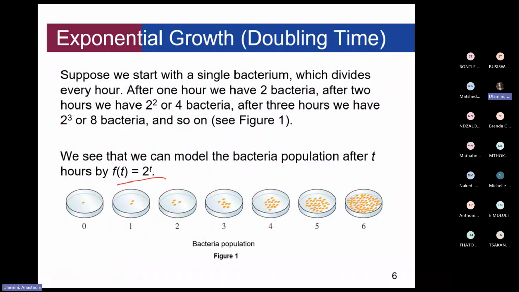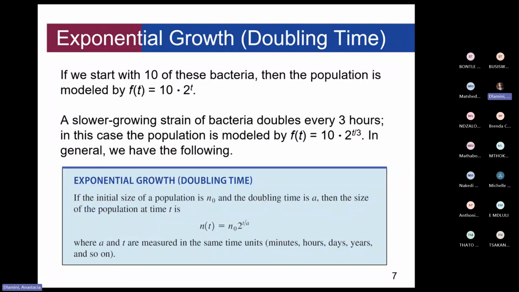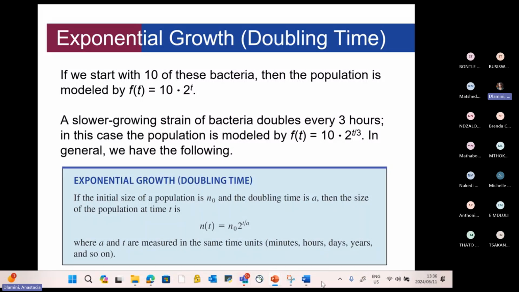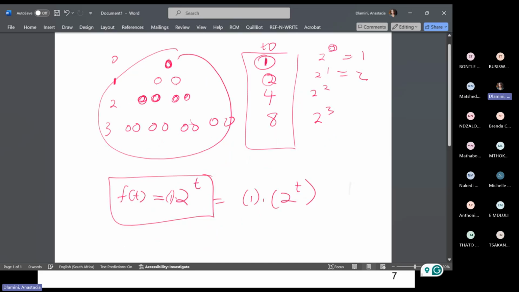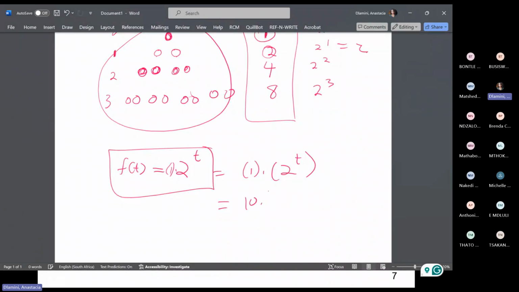Now they say if we start with 10 of these bacteria, then the population is modeled by 10 times 2 to the power of t. Meaning that here, we initially started with 1 bacterium, that will be 1 times 2 to the power of t. So if initially we have 10, it will be 10 times 2 to the power of t, because if you put t at 0, you'll have 10, meaning initially you have 10. If you put t equals 1 here, you will have 20, like that. Are we all together there?